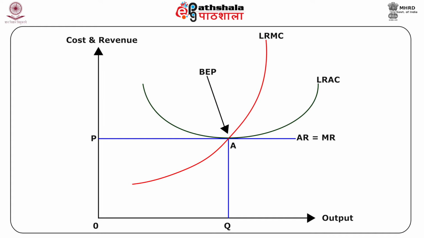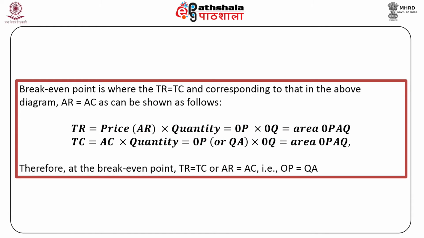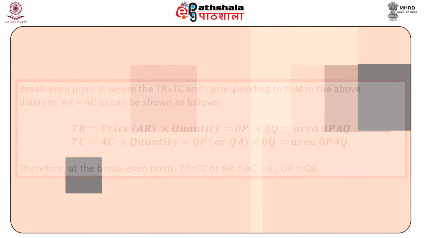According to figure 5 above, the break-even point is at point A where TR is equal to TC. Thus, TR is equal to price, that is AR, into quantity, which is equal to OP into OQ, which is equal to area OPAQ. Similarly, TC is equal to AC into quantity, which is equal to OP or QA into OQ, which is equal to area OPAQ. Therefore, at break-even point, TR is equal to TC or AR is equal to AC.